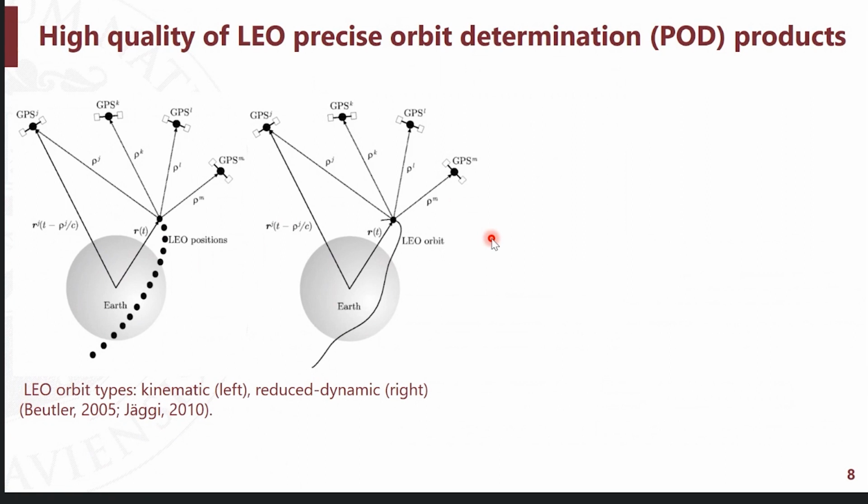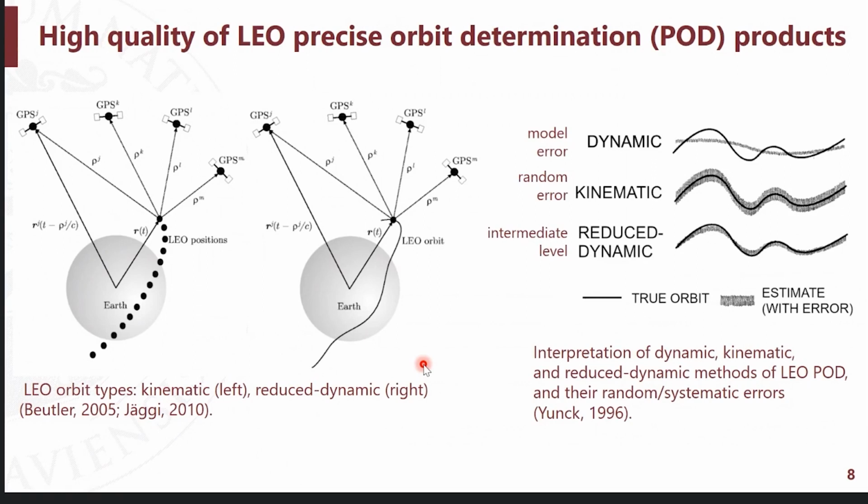In the case of the kinematic approach, it is based on the epoch-wise discrete position of the satellite by using GNSS observations. It's a geometrical approach, whereas in the case of the reduced dynamic approach, we are based on the equation of motion and modeling of additional forces, such as pseudostochastic parameters or empirical accelerations.